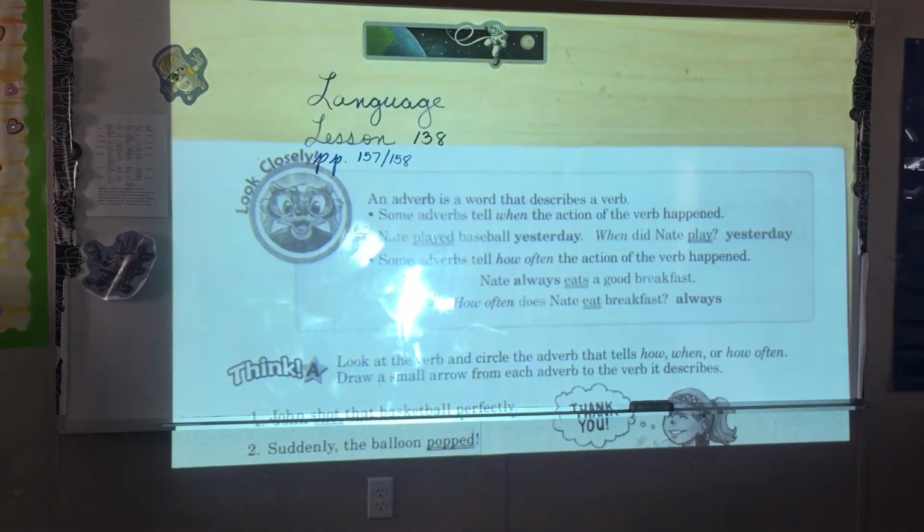This is language lesson 138, page 157 and 158.